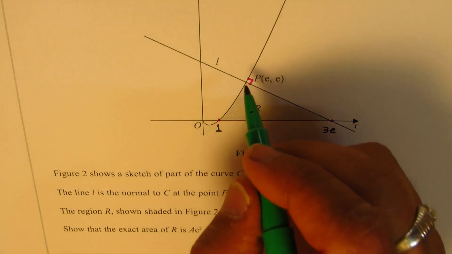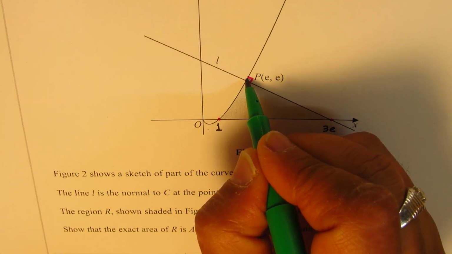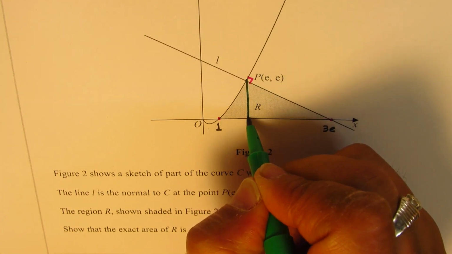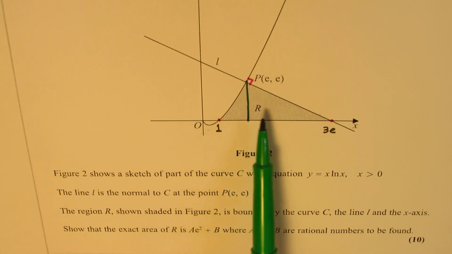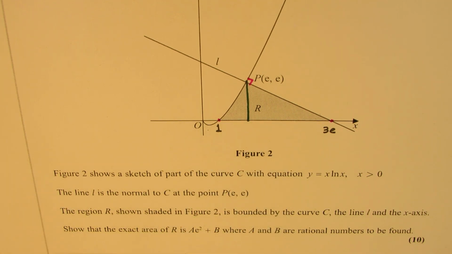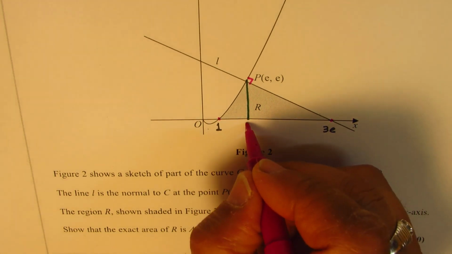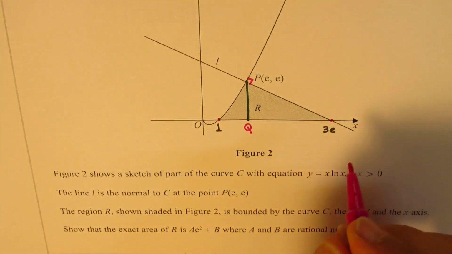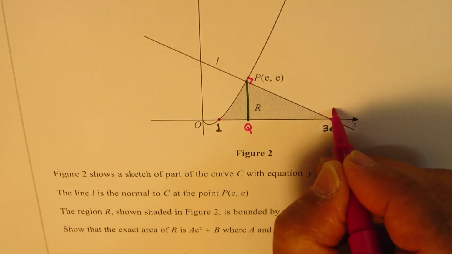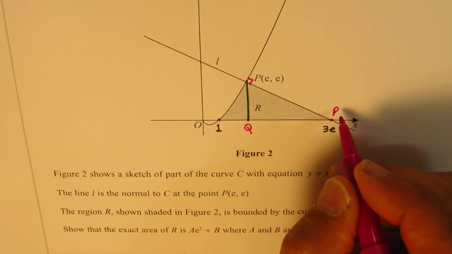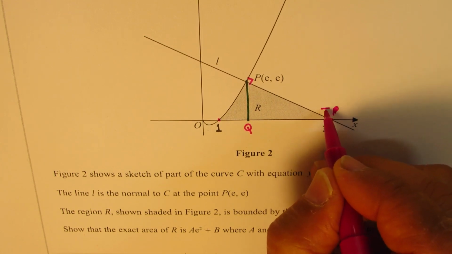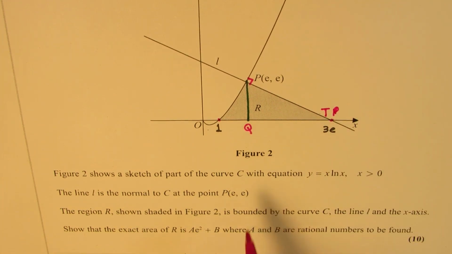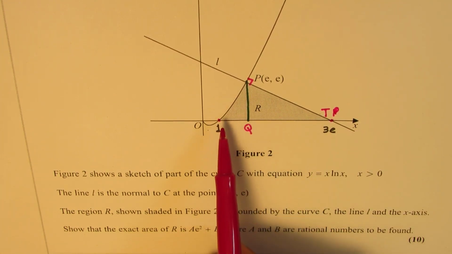Well, one way could be that we can just drop a perpendicular from here, right? If I drop the perpendicular, I can say that this is made up of two areas. One is the area of the triangle. So let's call this point Q, and let's call this point, not R, this is something else, this is T. Okay, so one is a triangle, the other one is under the curve.